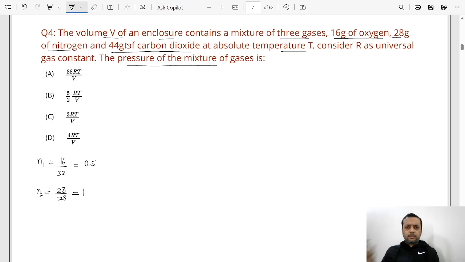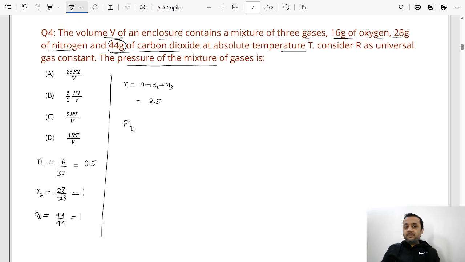For carbon dioxide, the molar mass is how much? CO2, that is 44 grams only. The molar mass of carbon dioxide is 44 grams, and the total mass available is also 44. So we can say that the moles of carbon dioxide will be 1. If I ask you what is the total moles present in the mixture, that will be n1 plus n2 plus n3, which will become 2.5 moles.